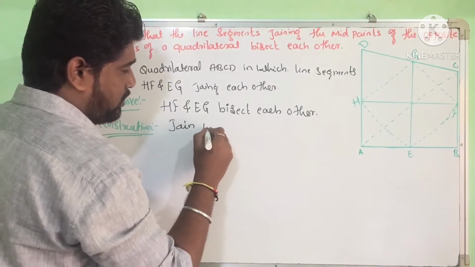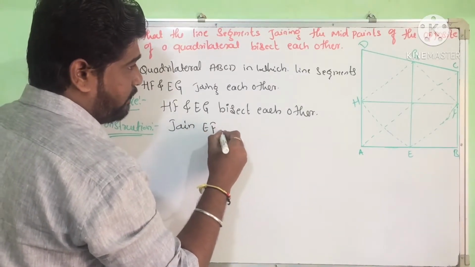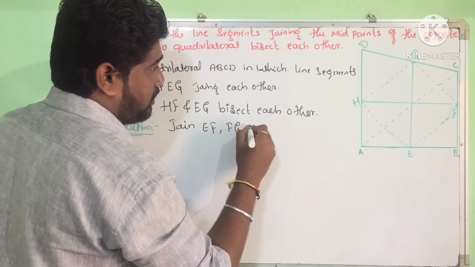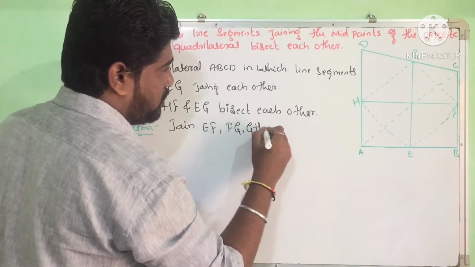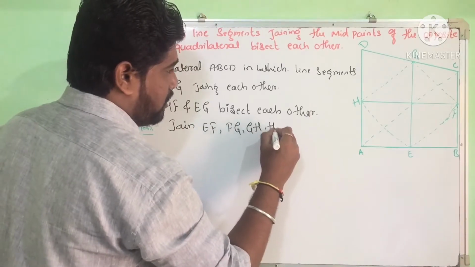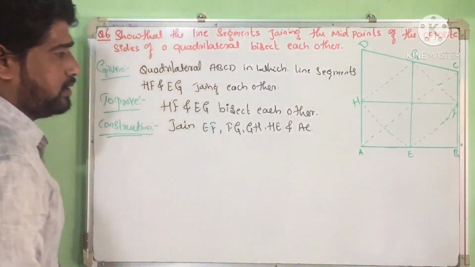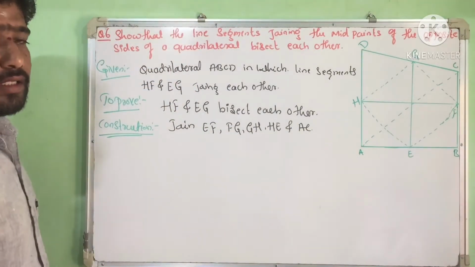join EF, FG, GH, HE and AC. Is it clear? Then prove.